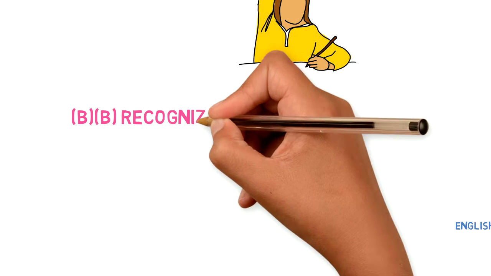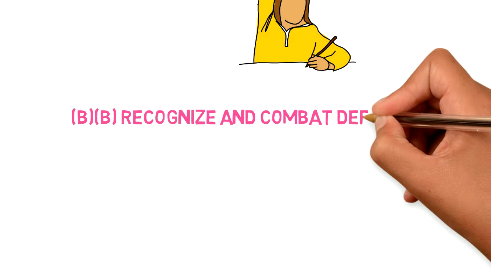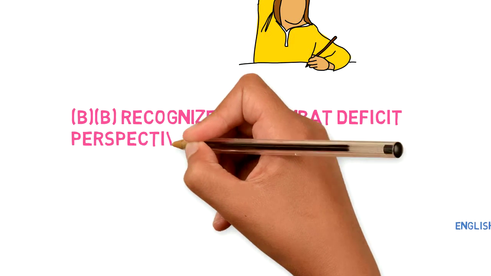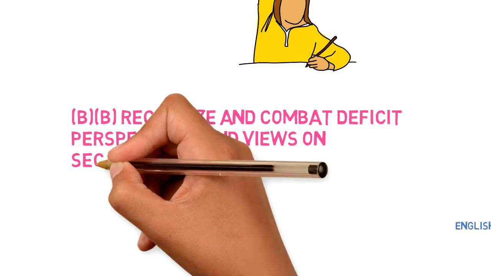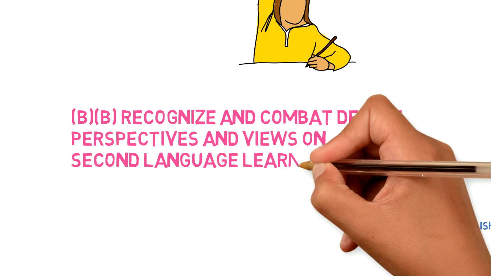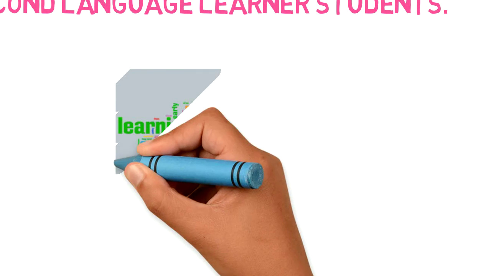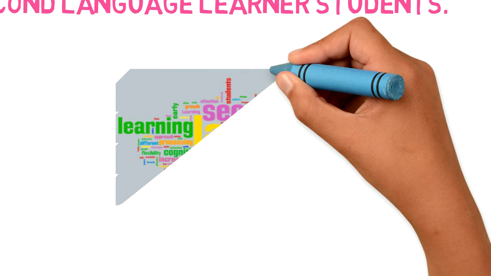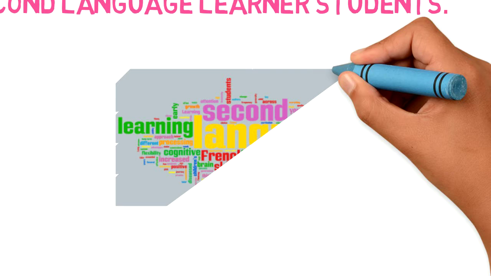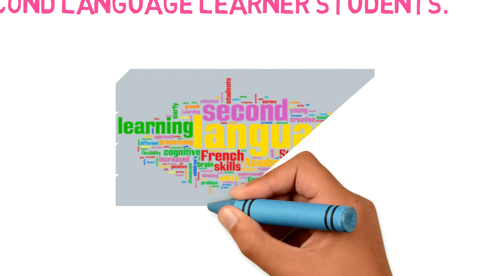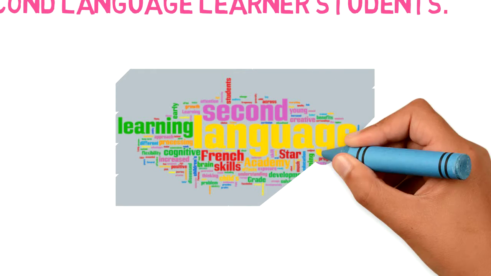The second standard we're focusing on: recognize and combat the deficit perspectives and views on second language learner students. This means that there are some stereotypes related to students who do not speak English as a first language. We need to work on removing these stereotypes so that students can be more successful because the expectations will be higher.